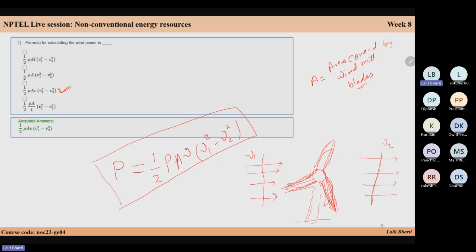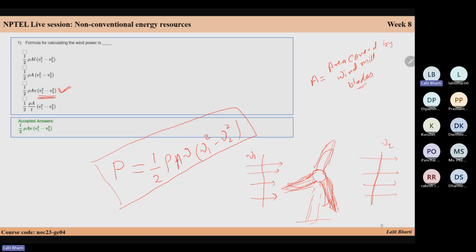So the question is the formula for calculating wind power. We have already seen this formula, I guess, in our previous lectures, or otherwise it is mentioned and derived in the main lectures, which are available on NPTEL or in the notes provided by them. So we are not going to derive this formula completely, but the main thing here to understand is this v1 square minus v2 square.